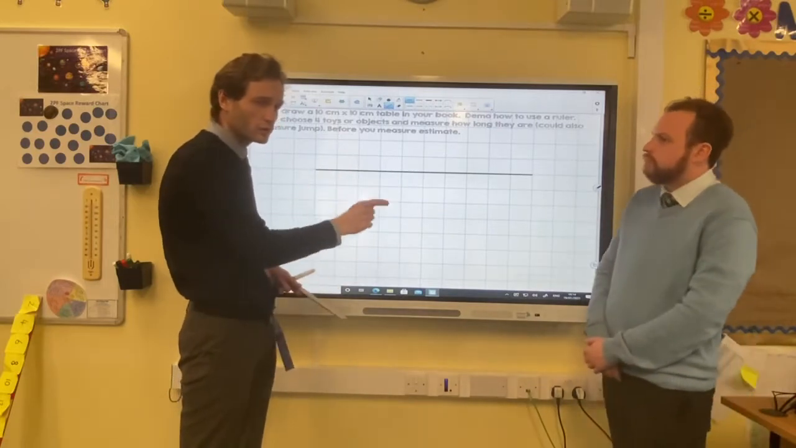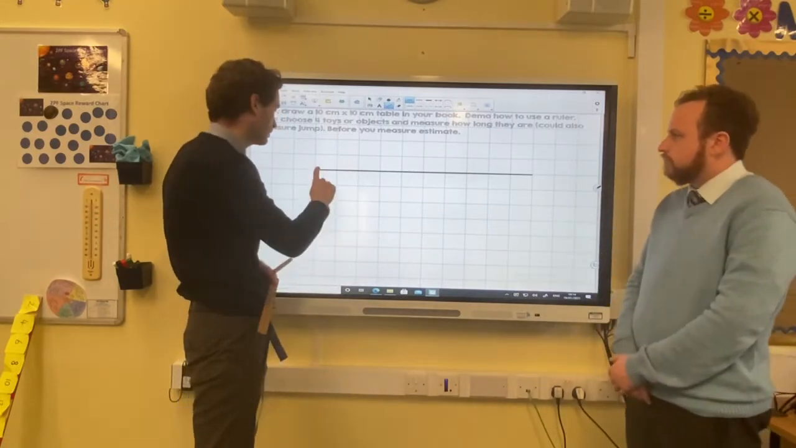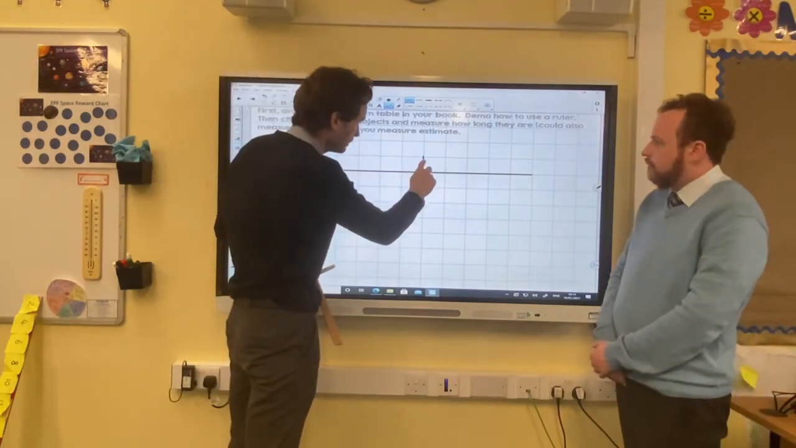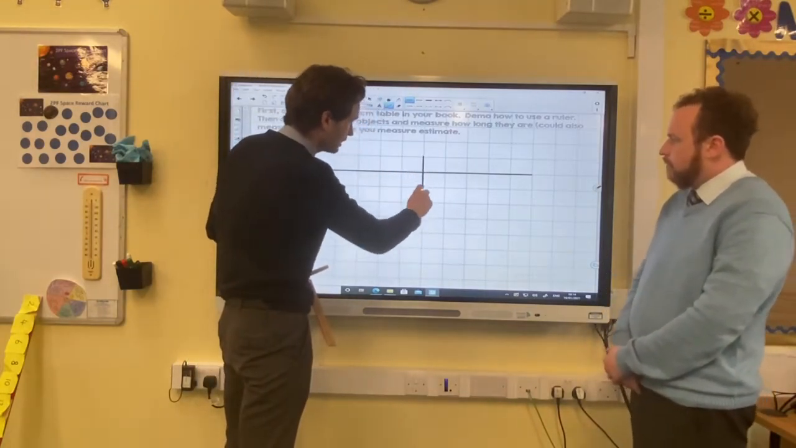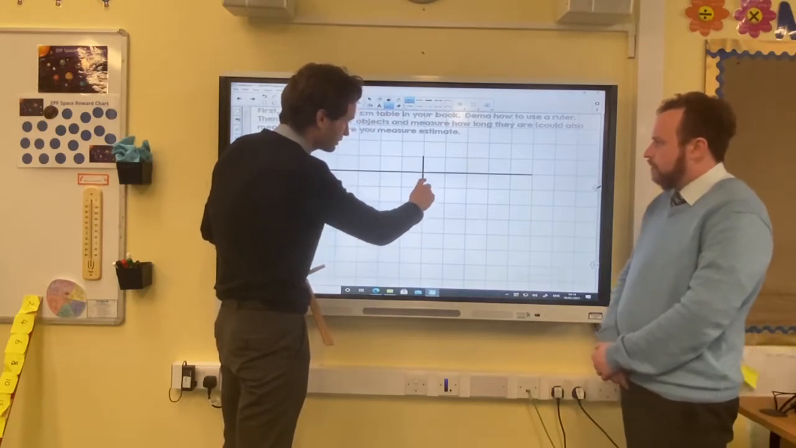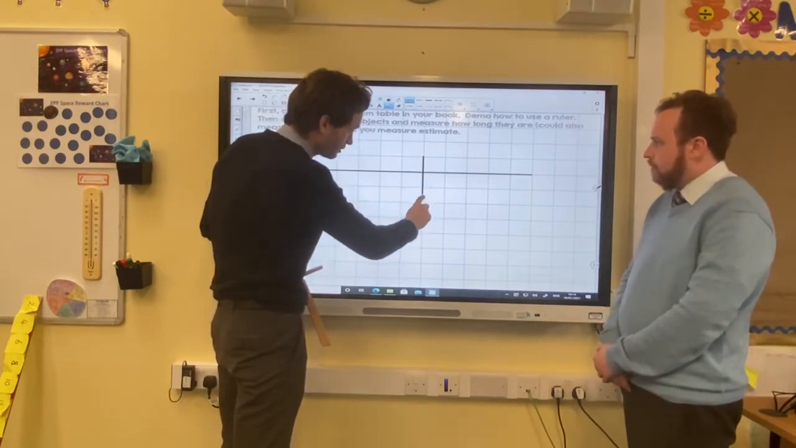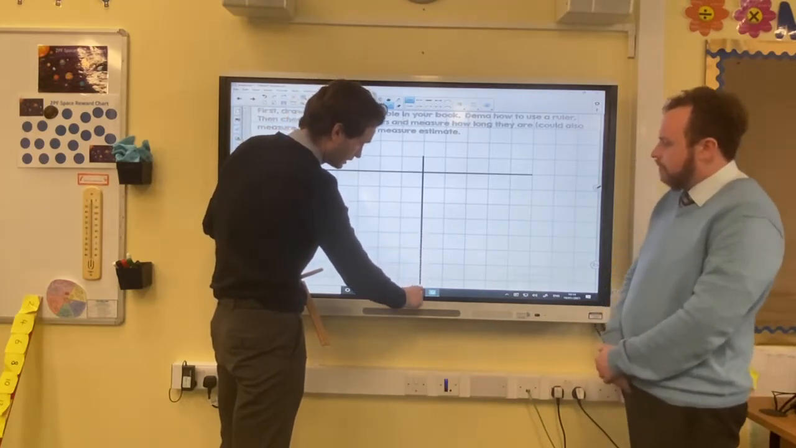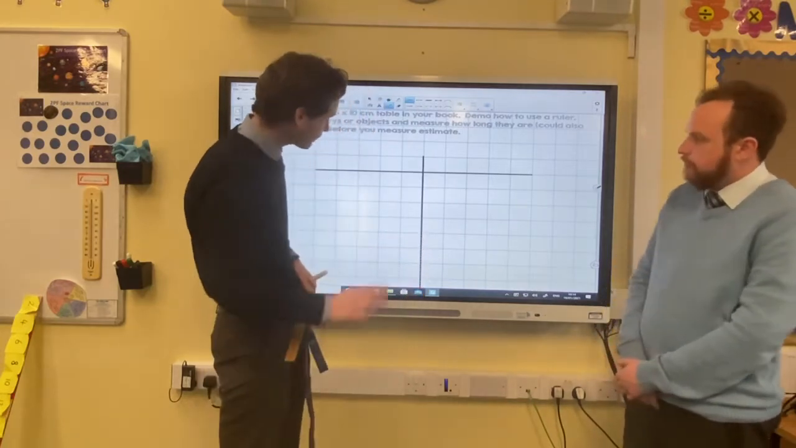Your squares should be 1 centimetre long. So about 1, 2, 3, 4, 5. And then we'll carefully draw a line going down here. So again, we want this to be 10. So 1, 2, 3, 4, 5, 6, 7, 8, 9. And I've run out of space there, but 10.